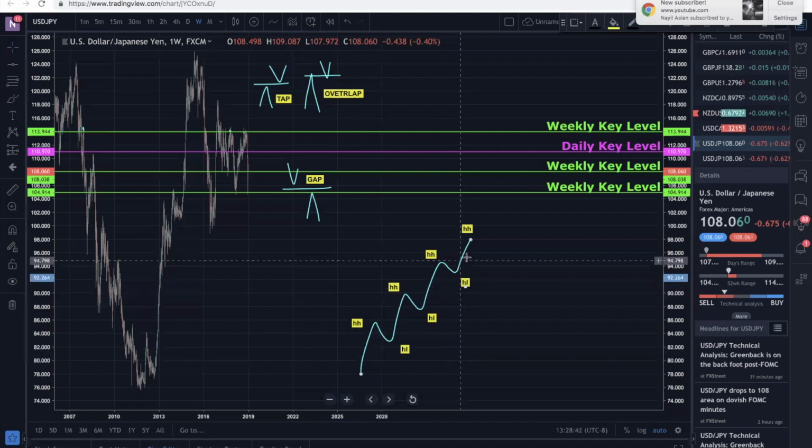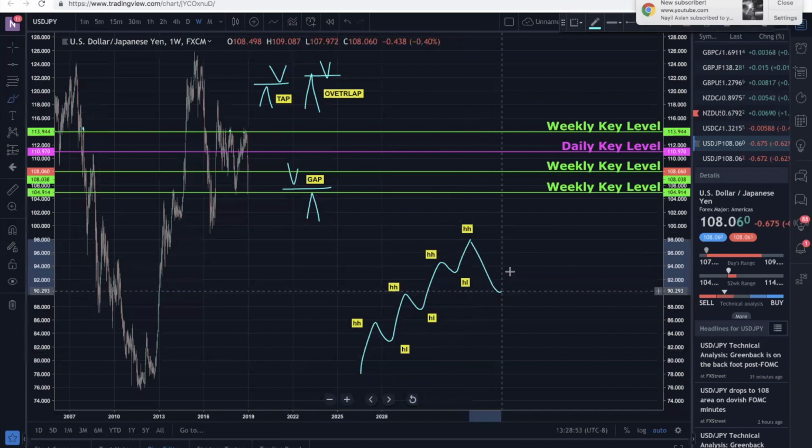So this is market structure. You want to be able to identify this, and this is going to be a key concept to trading these key levels. So we have an uptrend market structure, and then we actually have downtrend. That's when the market starts to print lower lows and lower highs.